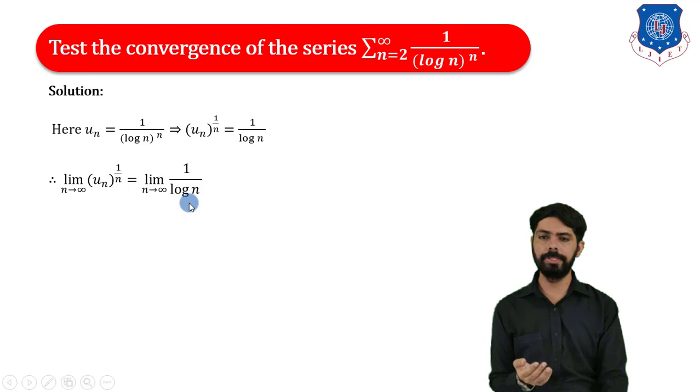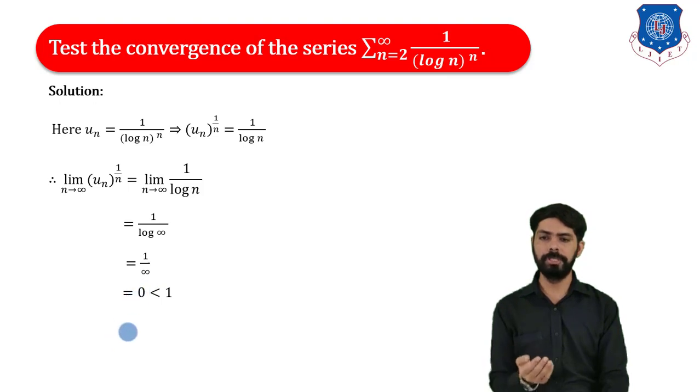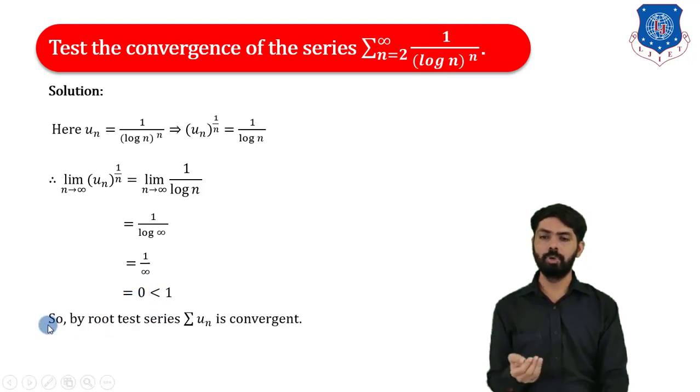Now here we will replace n by infinite, so here it will be 1 divided by log infinite, and value of log infinite is infinite, so here it will be 1 divided by infinite, and 1 divided by infinite is equal to 0, which is less than 1. So by root test series sigma un is convergent.